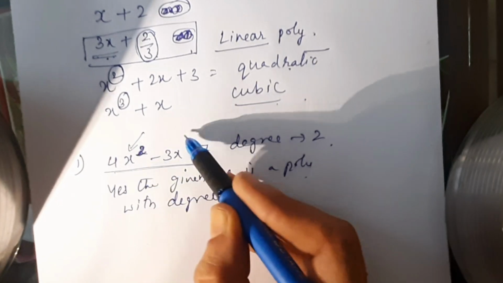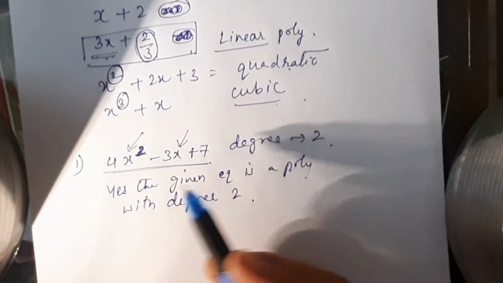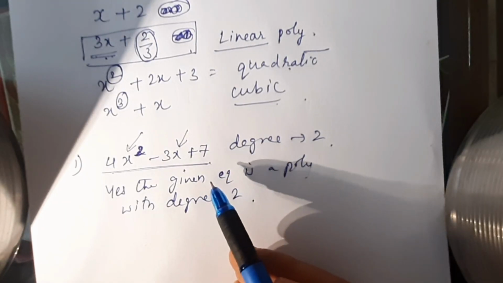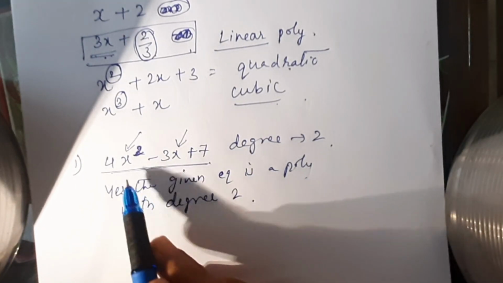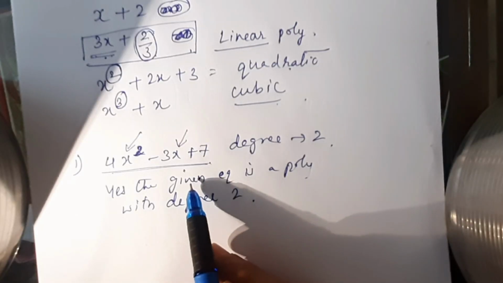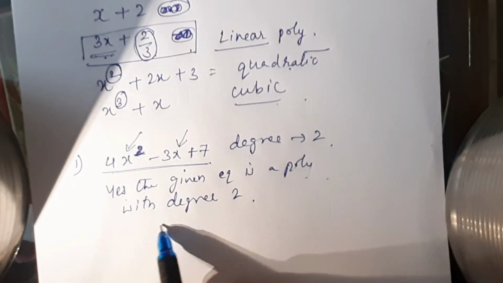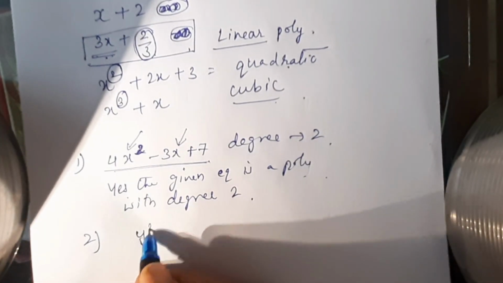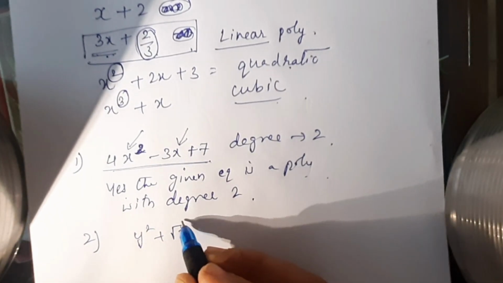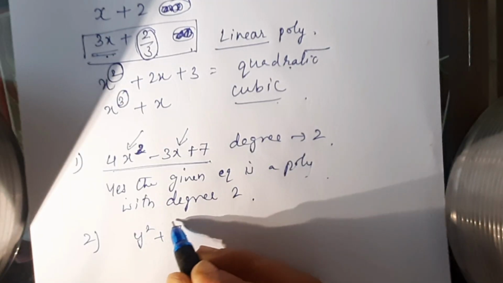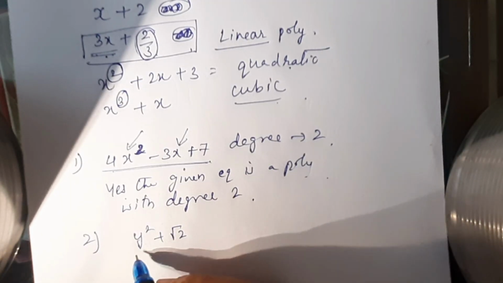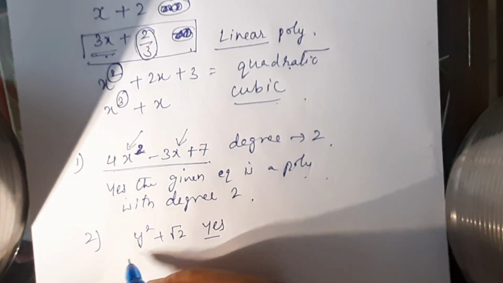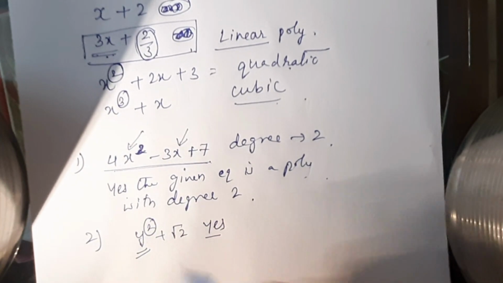Here there can be different variables, it can be x or y, z, some other variables are also possible. In the question only x is given. So we write: the given expression is a polynomial with degree 2. Now the second expression, it's given y square plus root 2. Here you can find that the number has a root. I gave the condition that there should not be any root on alphabets. So this is also a polynomial, with degree 2 as the power is 2.